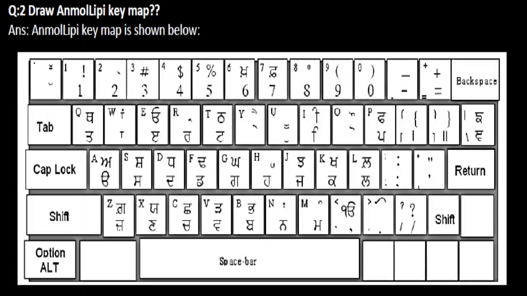Recall your early life. While writing, you speak aloud. Same process here. Next question. Draw Anmol Lipi key map or keyboard. Anmol Lipi keyboard is shown below. On your screen, there is a keyboard. You have to copy this keyboard in your fair notebook. And keep in mind, take a screenshot. Okay. Thank you.